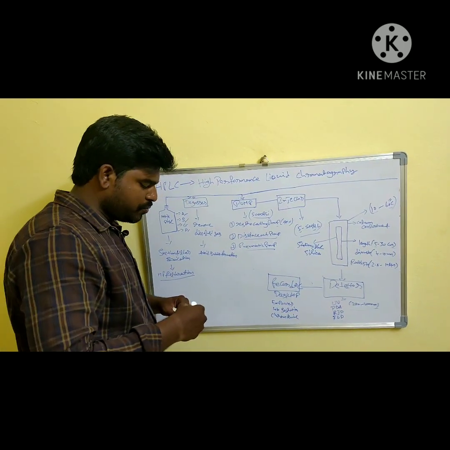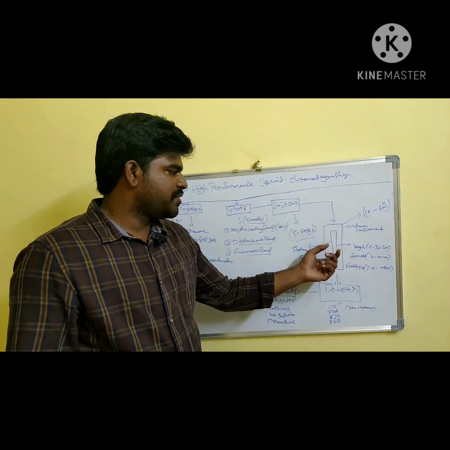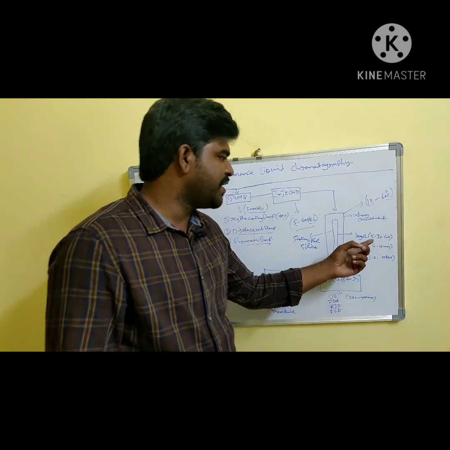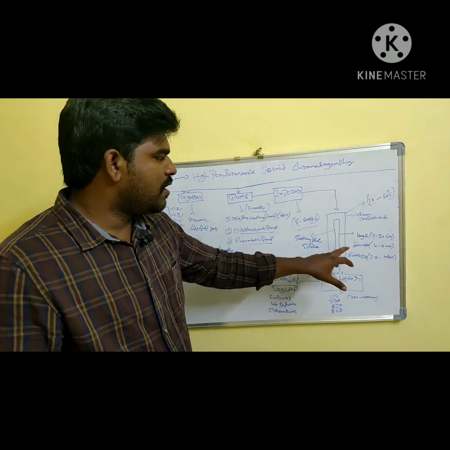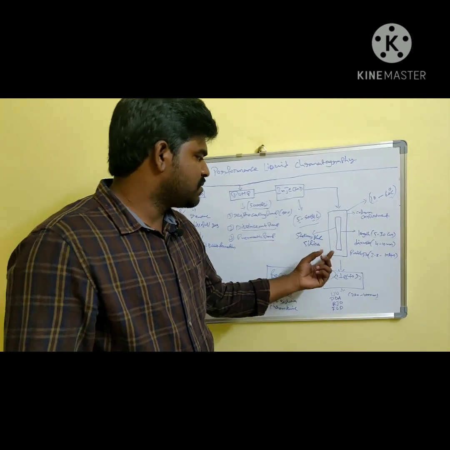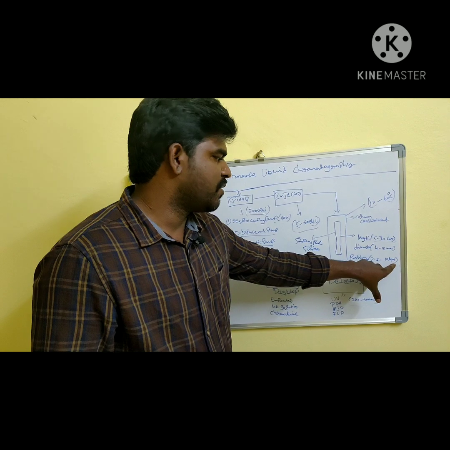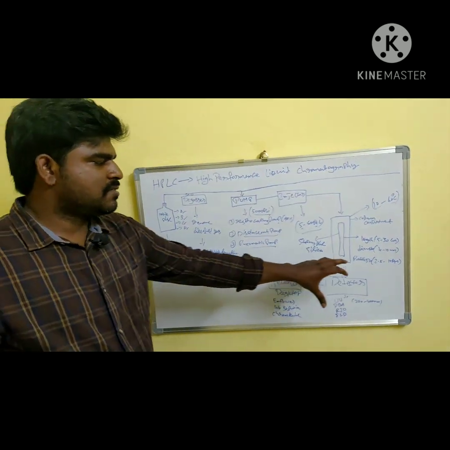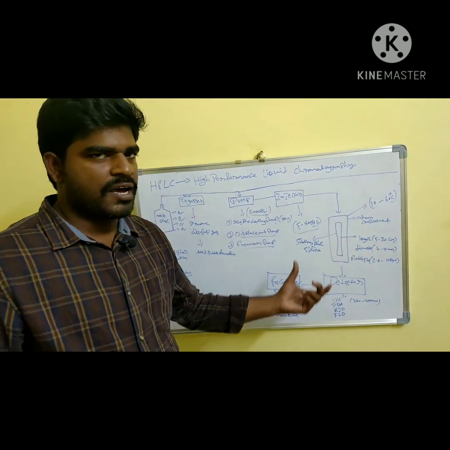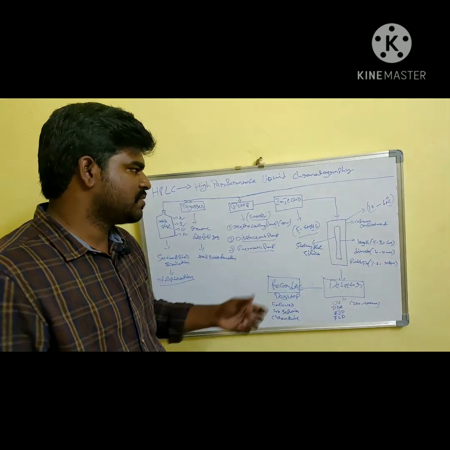So it will help to separate the mixture of components into individual components. The length of the column is mostly between 5 to 30 centimeters, the internal diameter is 4 to 10 mm, and the particle size of this column is 2.5 to 10 micron. So these are in-between ranges. Different types of columns are used for different methods.